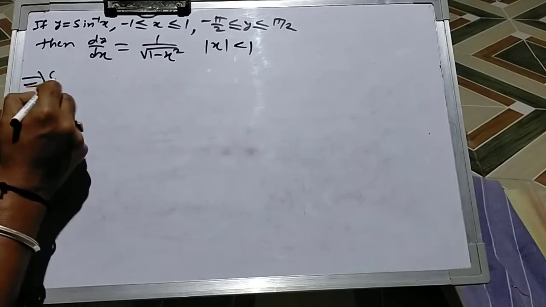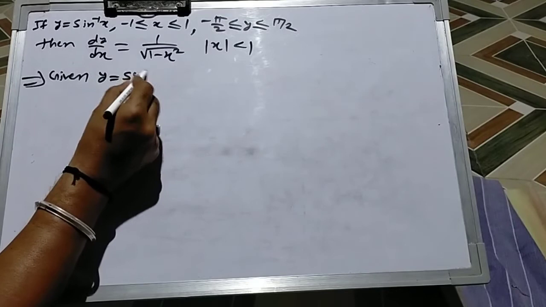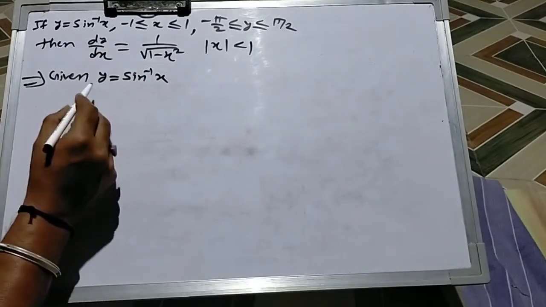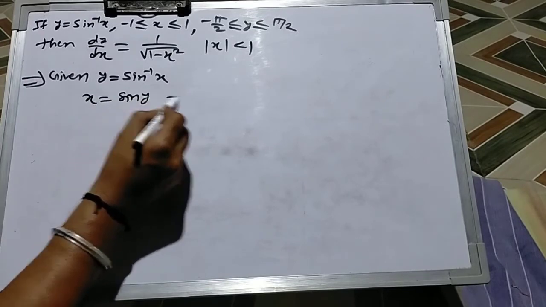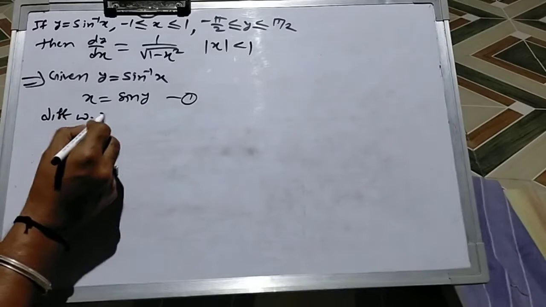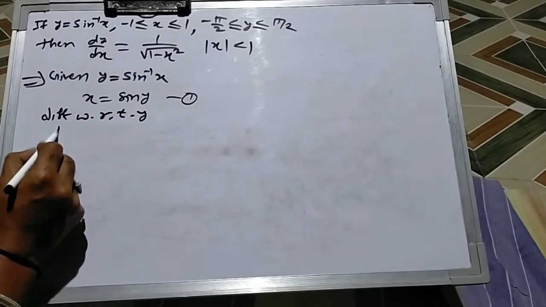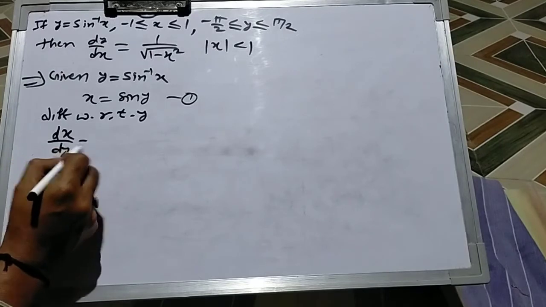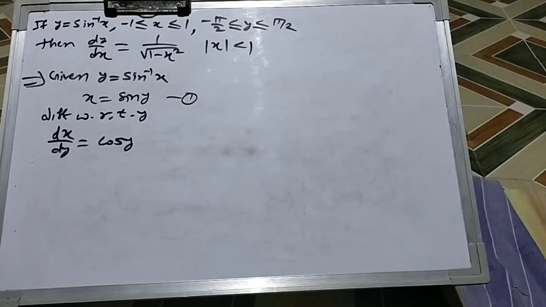So here, given y equals sine inverse of x, this can be written as x equals sine of y, call this 1. Now differentiate with respect to y. So the derivative of x with respect to y, that is dx by dy, equals the derivative of sine of y, which is cos of y.